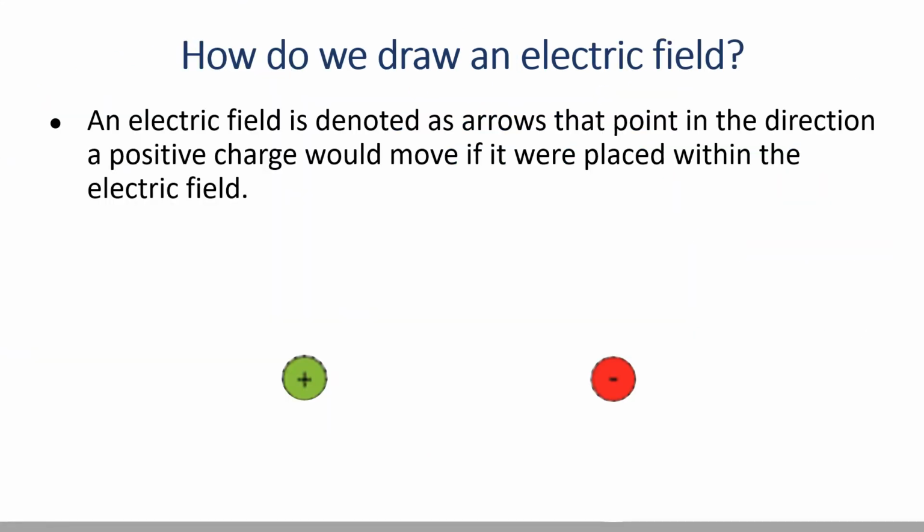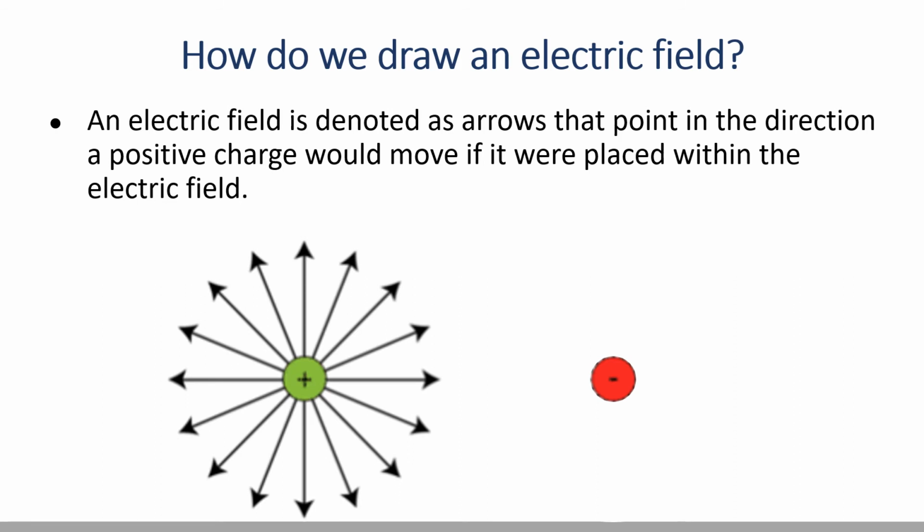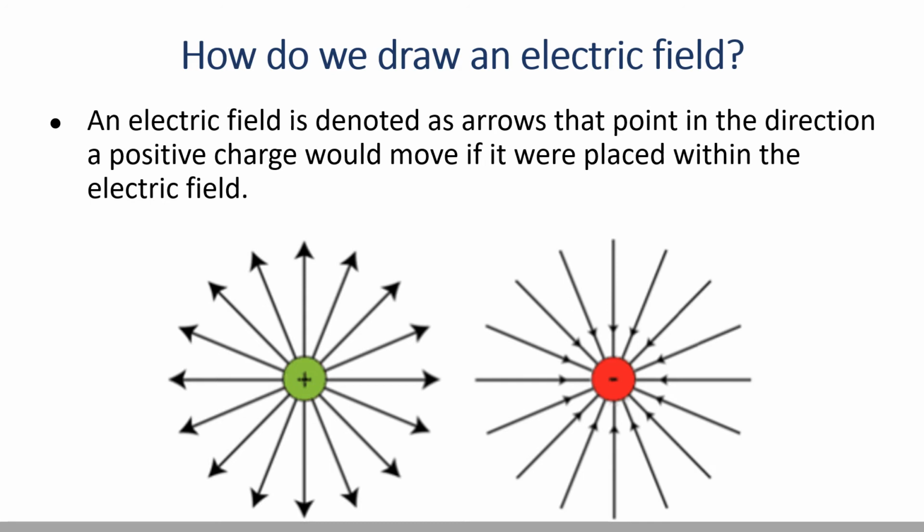Okay, so how do we draw electric fields? Electric field is denoted as arrows from a point, and it looks like this. From a positive, the arrows go away. So the definition of electric field is the direction away from a positive, or the direction a positive charge would move. So for a negative sphere, it would look the same, a radial field, but the arrows would be going towards it.